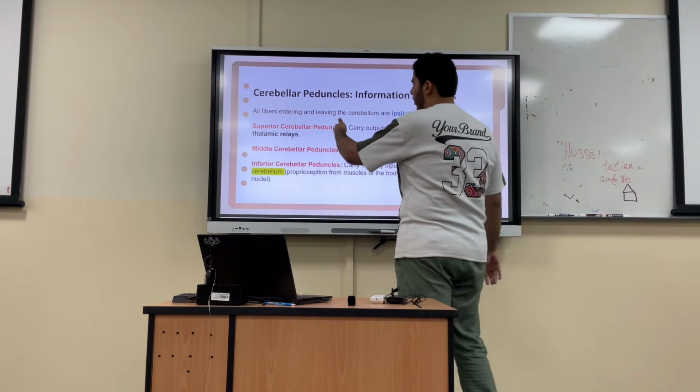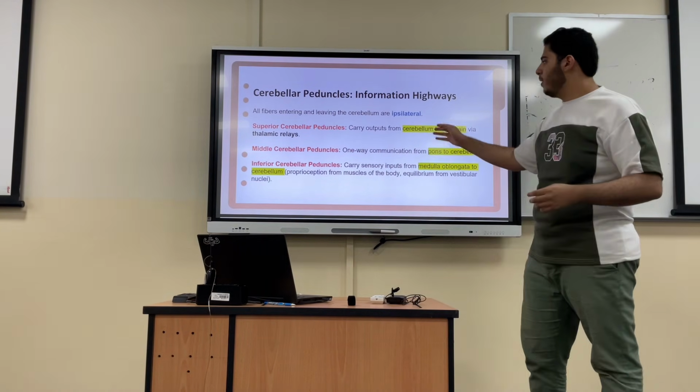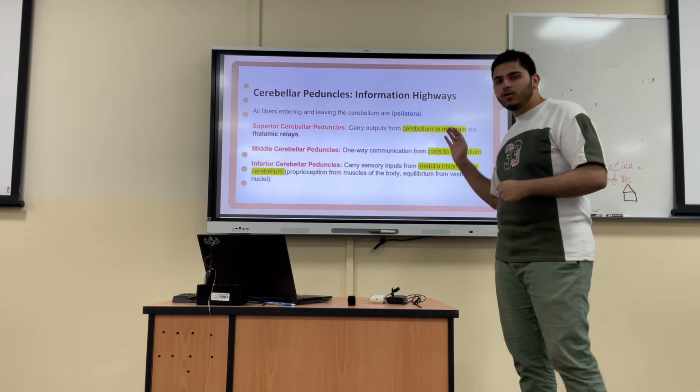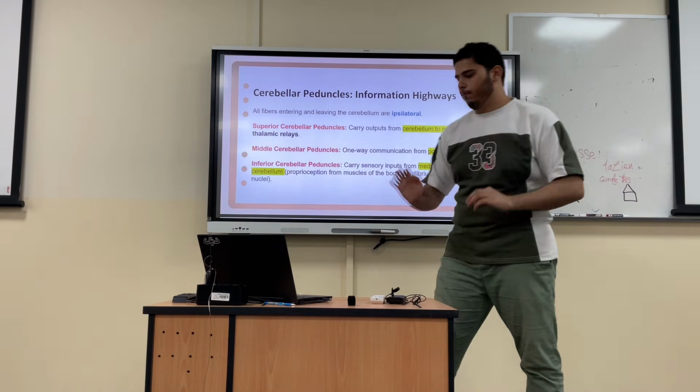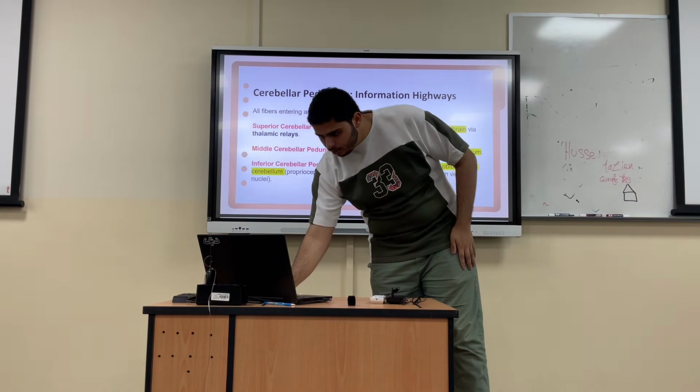Memorize it like this: cerebrum, contralateral; cerebellum, ipsilateral. As I said, the superior cerebellar peduncles connect the cerebellum to the midbrain, the middle cerebellar peduncles connect the pons to the cerebellum, and the inferior cerebellar peduncles connect the medulla oblongata to the cerebellum. Okay.